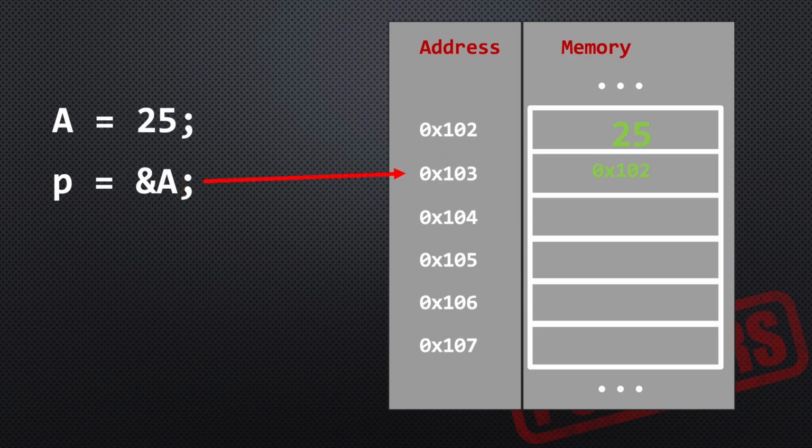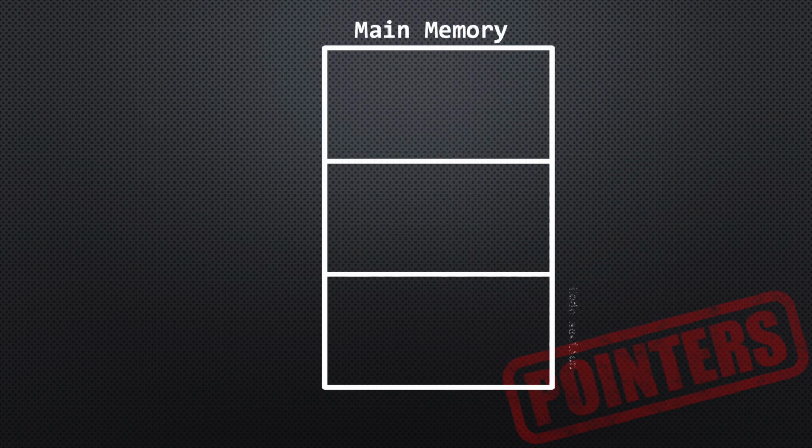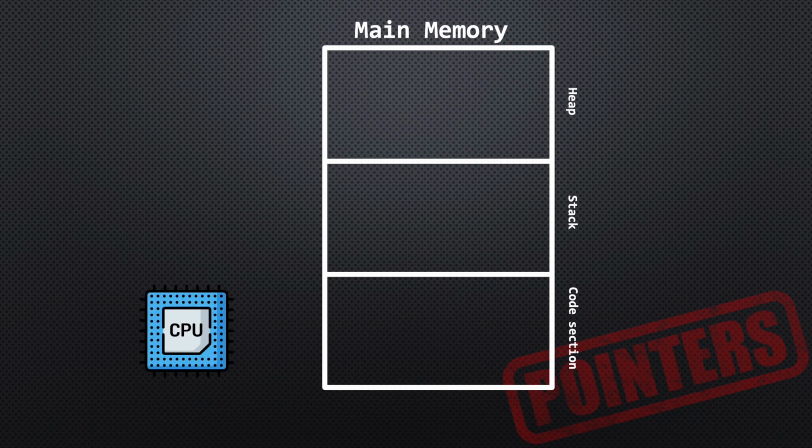So the question is, why do you need to access data indirectly? Let us understand why we actually need pointers. Then we will see how to declare and use them. Consider the main memory of a computer, which is divided into three sections: code, stack, and heap. The CPU executes our program, but how is this memory utilized?